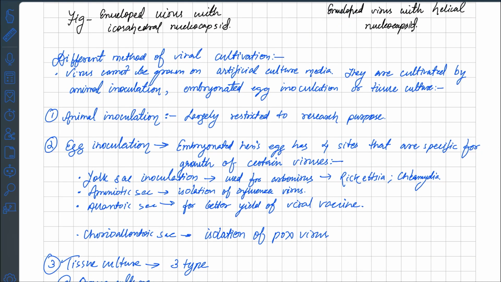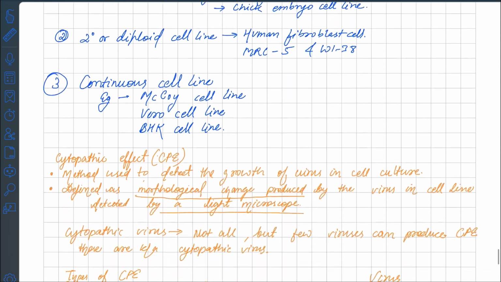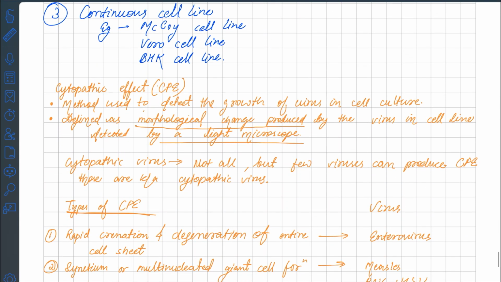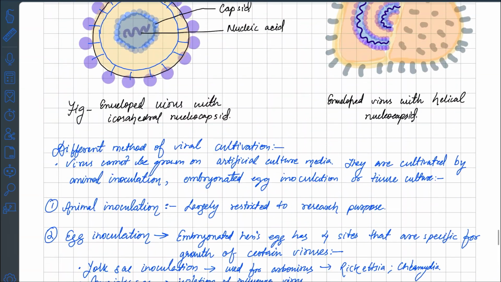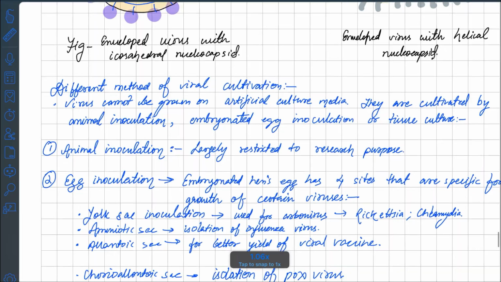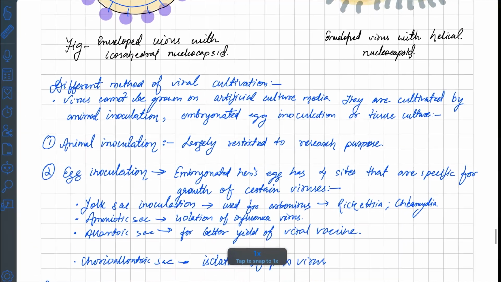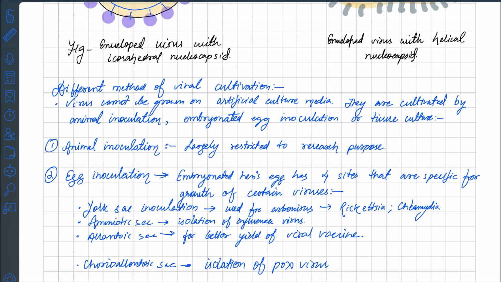The important part in case of virology is different methods of viral cultivation. So I'll mainly look into this, and then we'll see the cytopathic effect, and that's it. This will be the last topic of the video. So quickly about the different methods of viral cultivation.